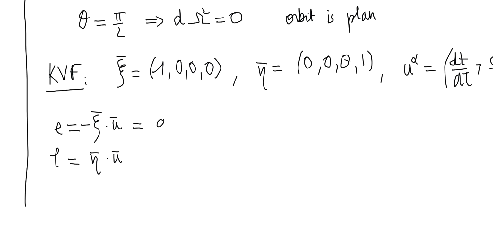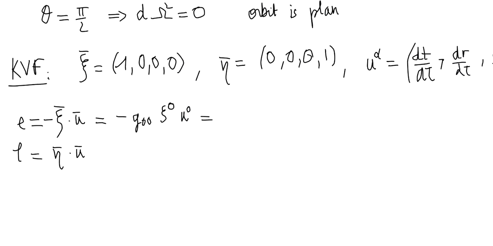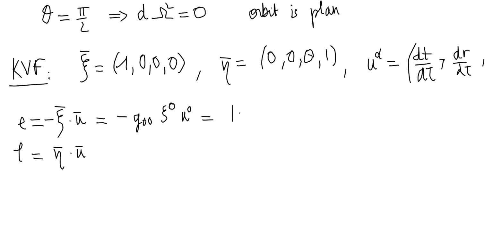Because we have only a 0 component here, this will only be equal to minus G00 (I don't know the name of this Greek letter, sorry) times U0. That's the inner product, which will give us (1 minus 2m over r) dt over d tau.